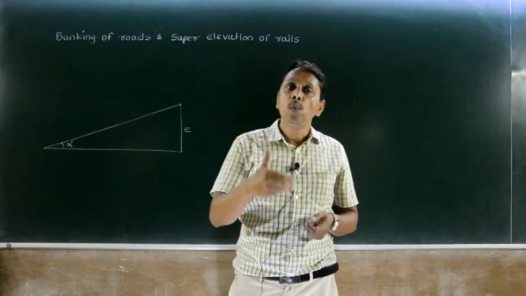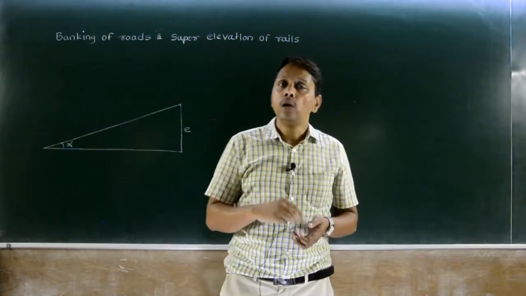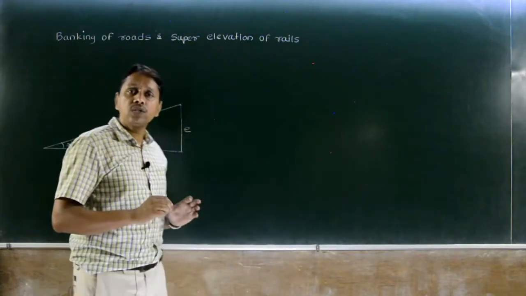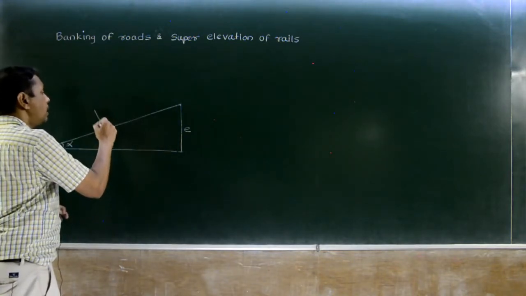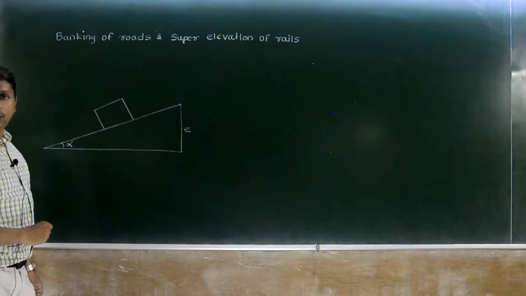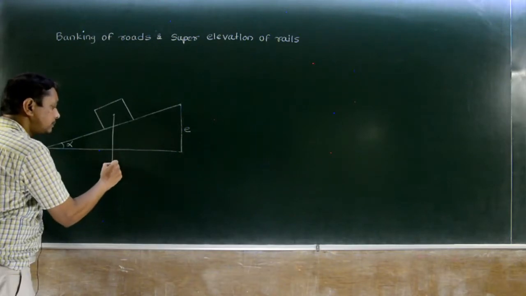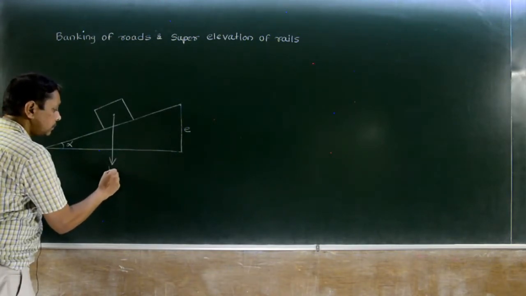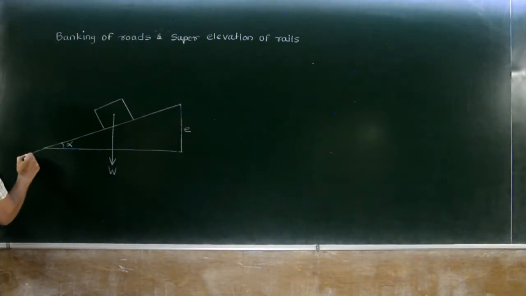So here we are going to derive an expression for design speed. For that I am going to draw the FBD first. So the car is moving on this curved path, but the curved path is not flat, it is banked. The weight of the car acts vertically downward. Understood? We have to resolve along the inclined plane, therefore we have to assume this as x.